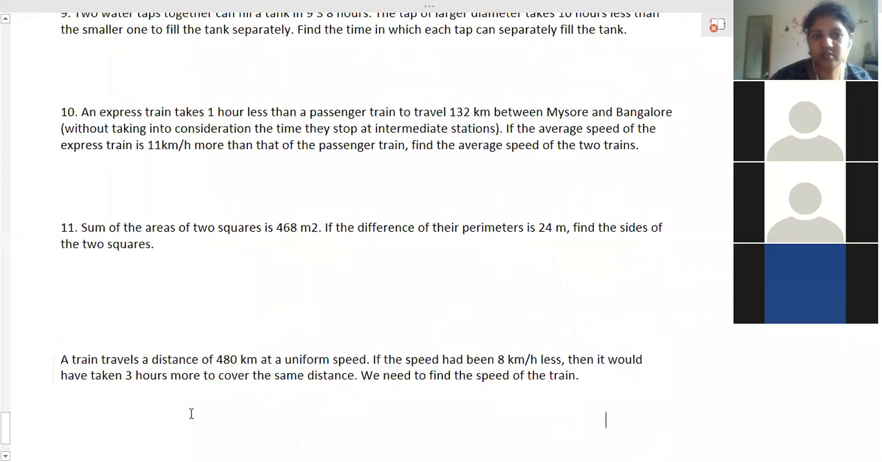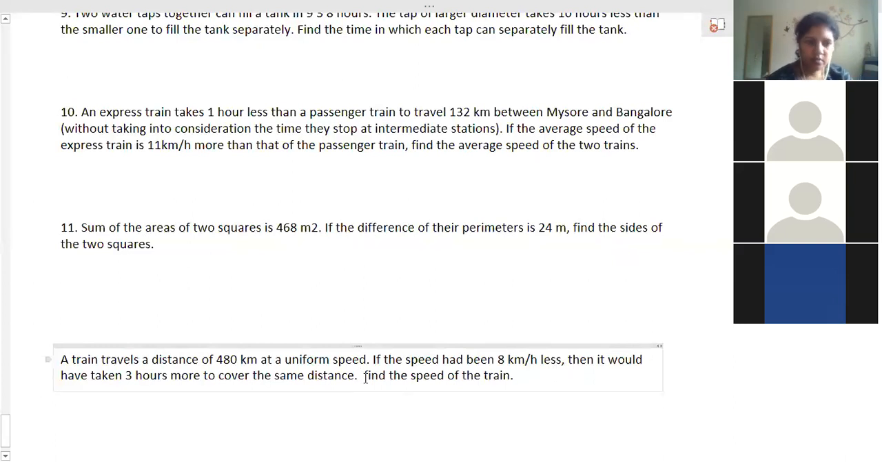First solve this question. A train travels a distance of 480 km at uniform speed. If the speed had been 8 km per hour less, then it would have taken 3 hours more to cover the same distance. Find the speed of the train. Can you do it? I will also do. I also need to do.